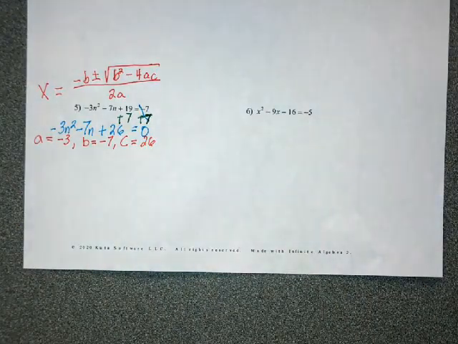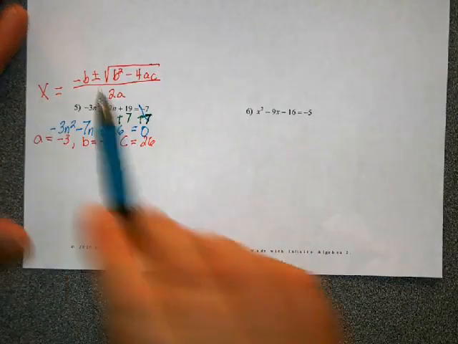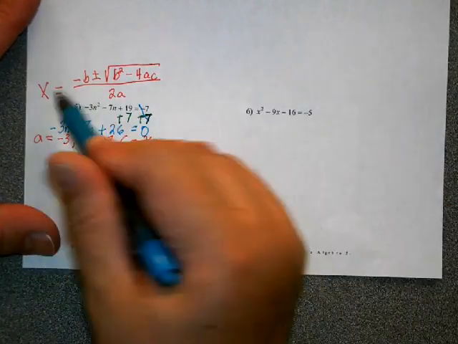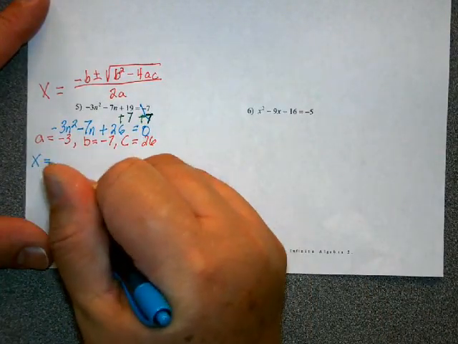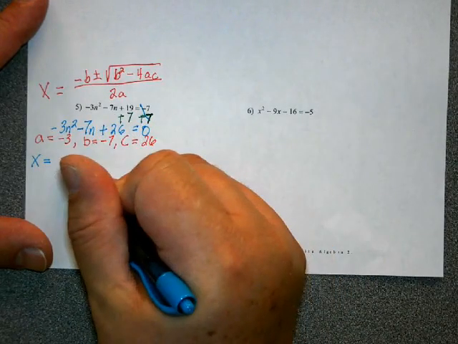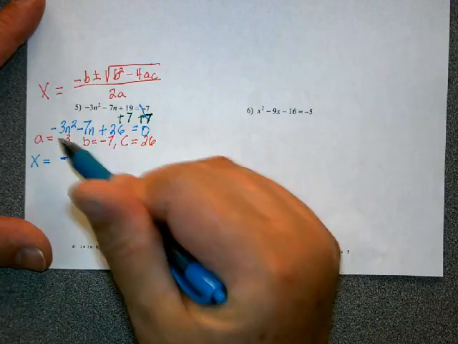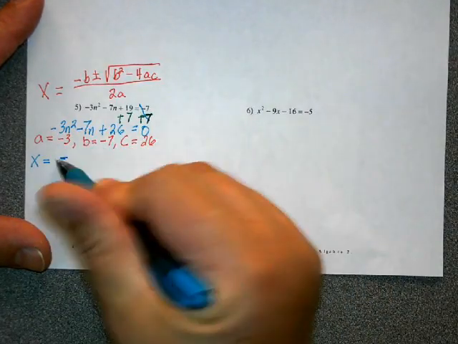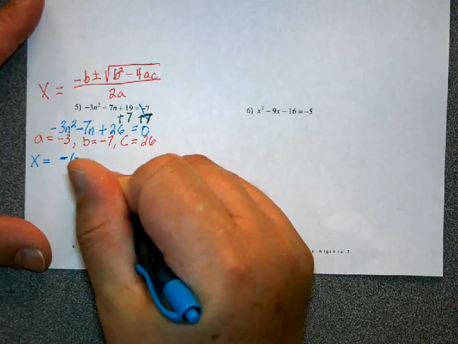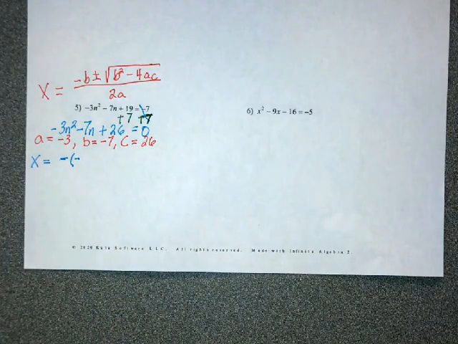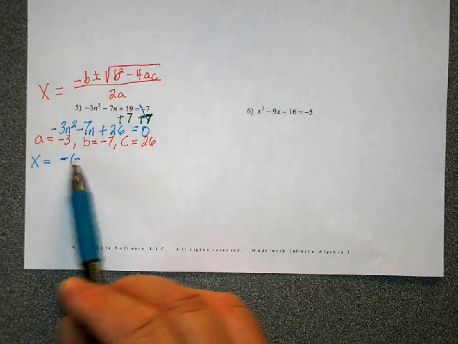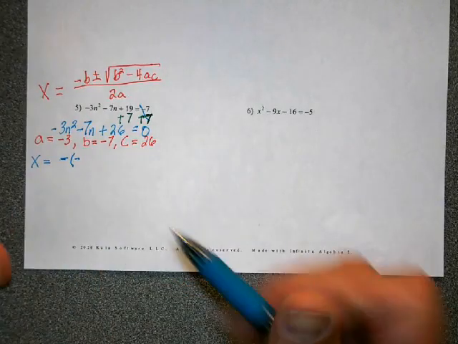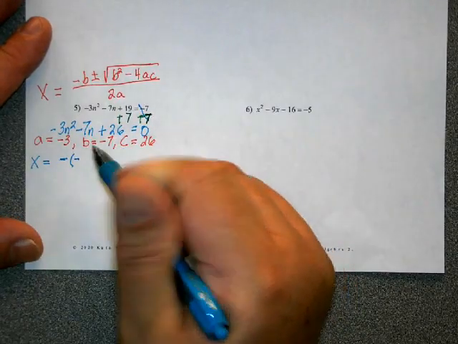Okay, so let's plug that into our formula, right? So I have x equals negative b. Be careful here. Whenever you have negative numbers, put them in parentheses because you don't want to go through the whole problem and then not get the right answer, all because you didn't take a minus. So always put these negative numbers in parentheses.